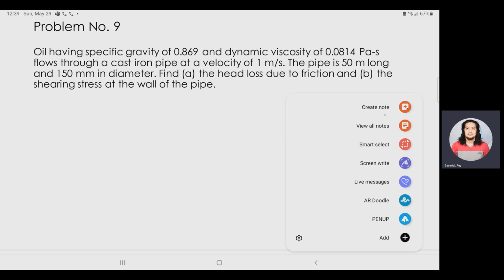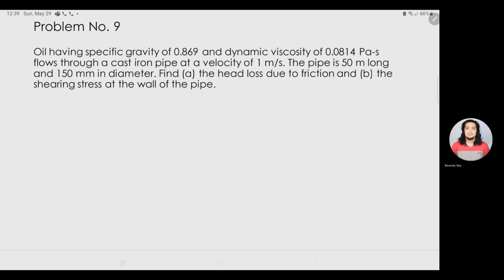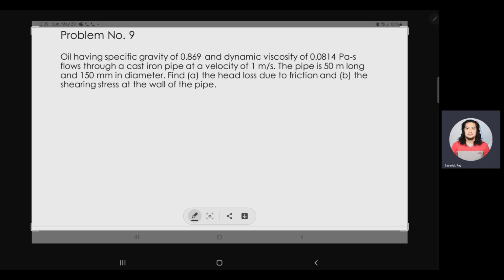So yung problem number 9 natin: oil having a specific gravity of 0.869 and dynamic viscosity na 0.0814 Pascal second flows through a cast iron pipe at a velocity of 1 meter per second. The pipe is 50 meters long and 150 millimeter in diameter. So, A, find the head loss due to friction.